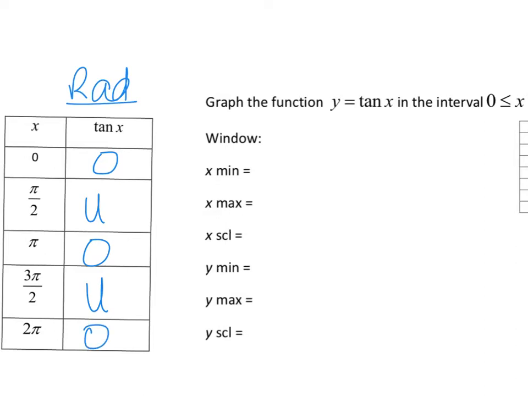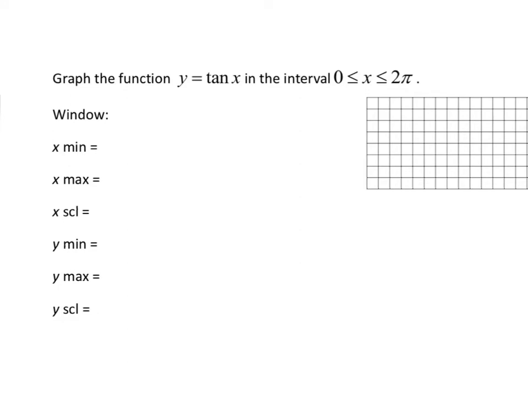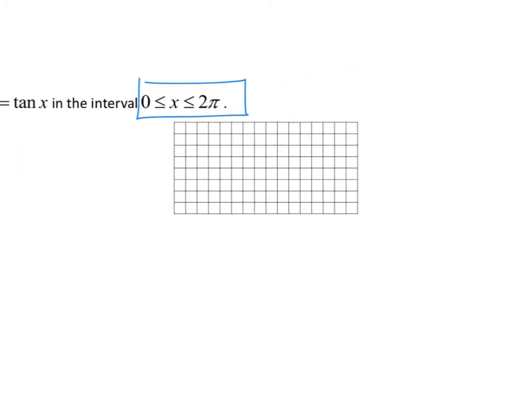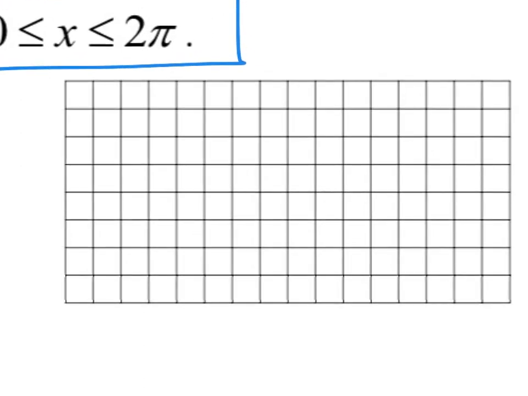You can graph this in your calculator if you choose to do so. They want your interval from 0 to 2 pi. Your x scaling, you can still do pi over 2 if you'd like. And then I'm going to do -4 to 4, because if you looked at the first slide, you could see that it shoots off infinitely up and down. So I'm going to make my tangent graph.